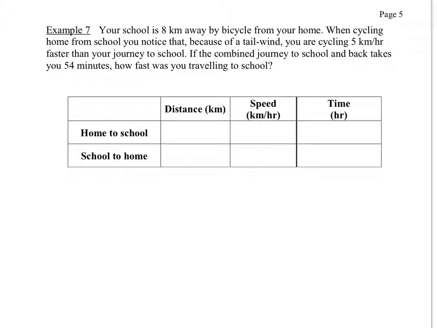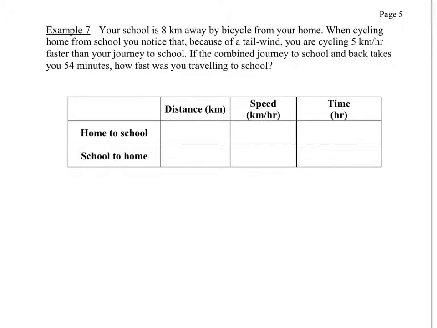Here's a table which you're going to try to fill in with the distance, the speed and the time from home to school and from school to home. There are pieces of this that are quite easy to fill in. For example, the distance should be 8 kilometers. The speed, well, we'll have to do some work there. And the time, those two things we know, however, should add up to 54. So perhaps we can do something with that.